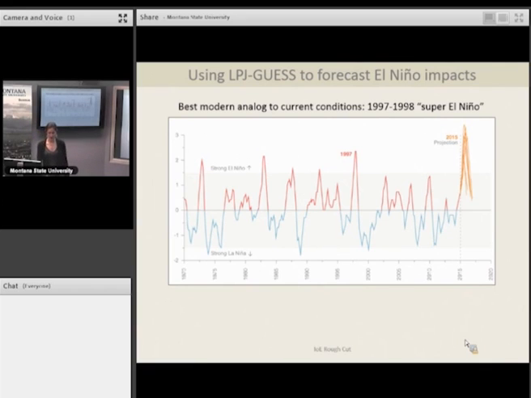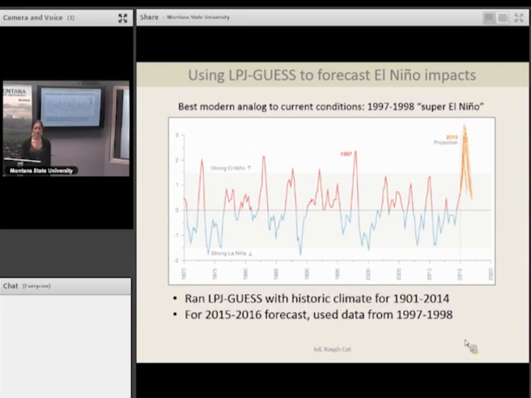So I ran LPJ-GUESS with the regular spin-up and historic climate data from 1901 to 2014, and then I replaced 2015 and 2016 with the temperature and precipitation data from 1997 to 1998.